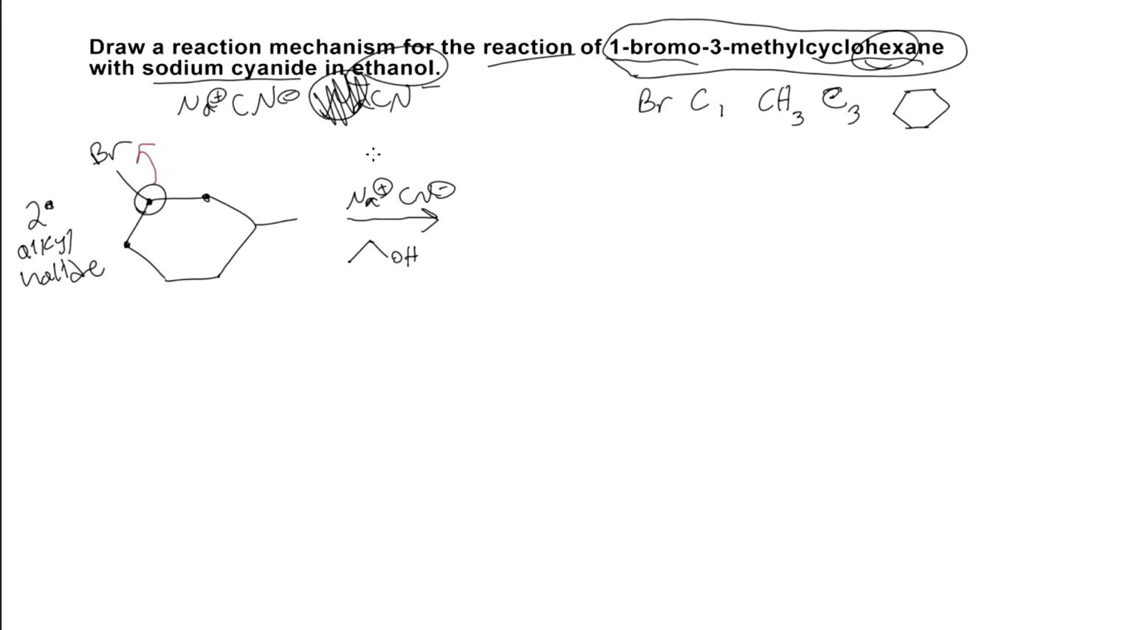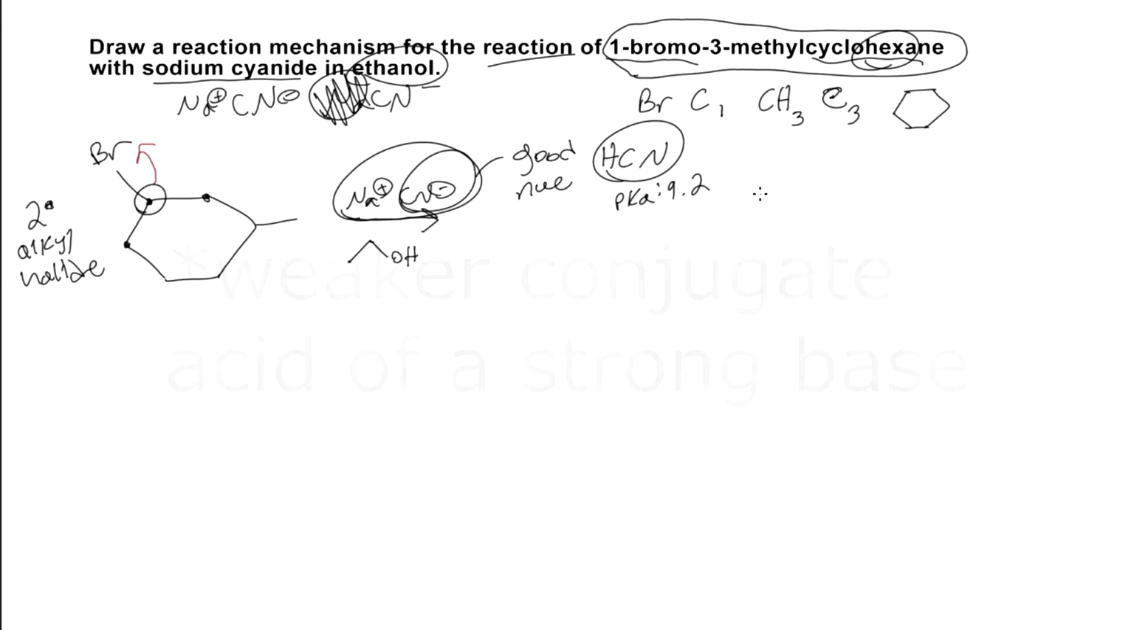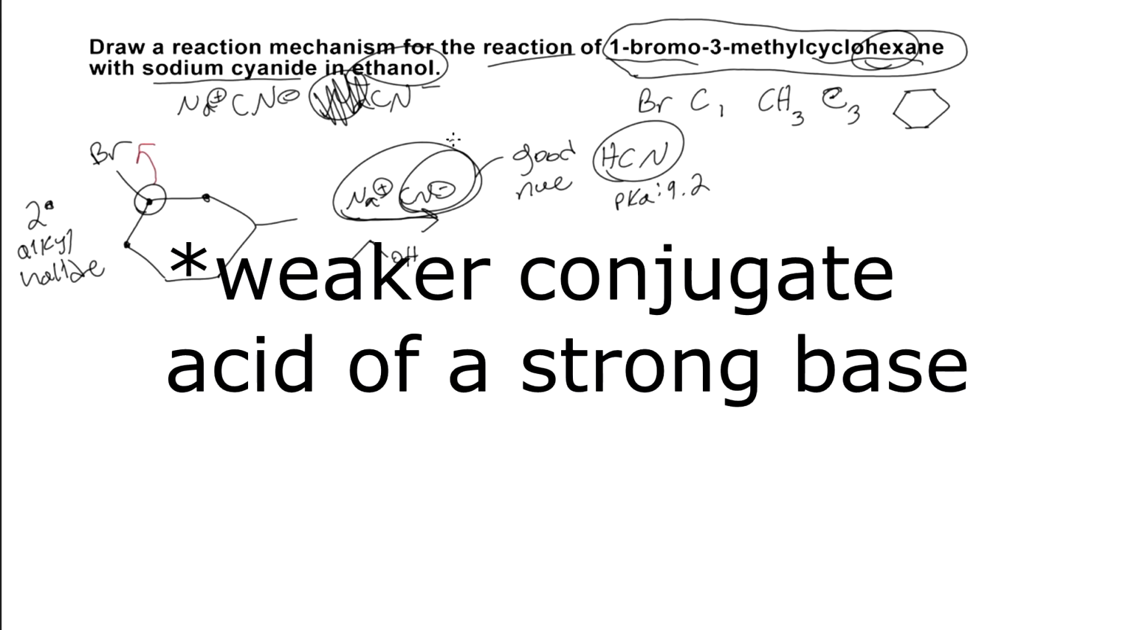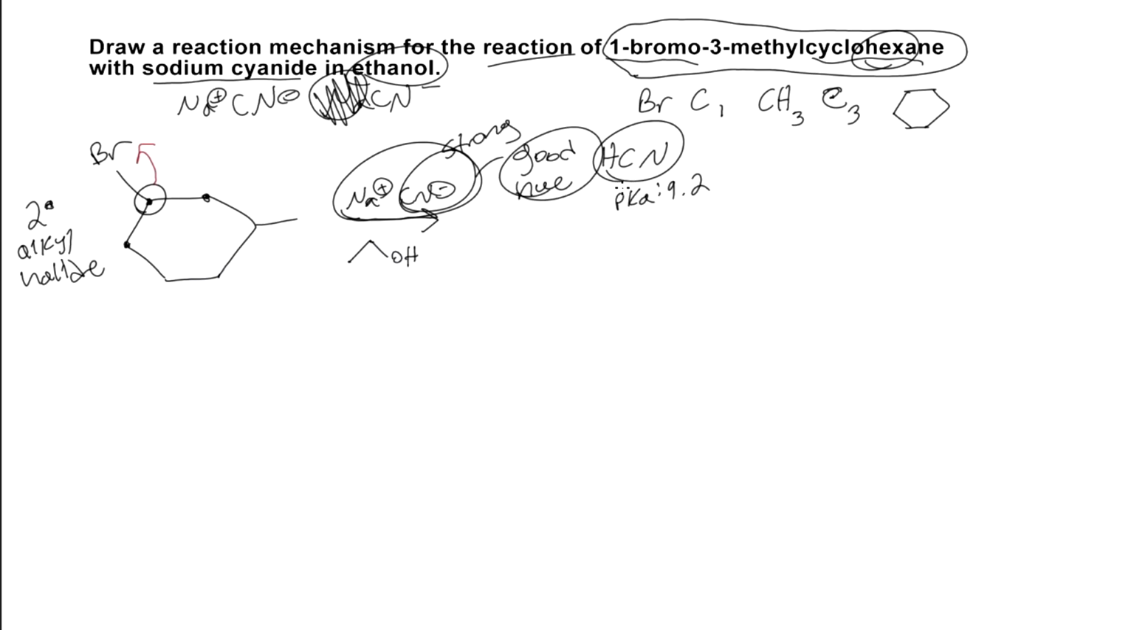Now we're going to look at our nucleophile, which is this NaCN. Really, we're more focused on the CN, and we want to know if it's a good nucleophile. The way we can do this is by looking at the conjugate acid of this base, which would be HCN. We know that the pKa of HCN is around 9.2, which means that the conjugate acid of this weak base is going to be strong, and it's going to be a good nucleophile.